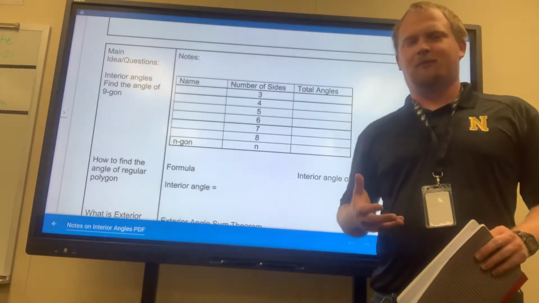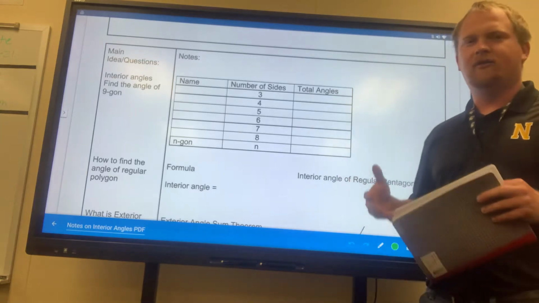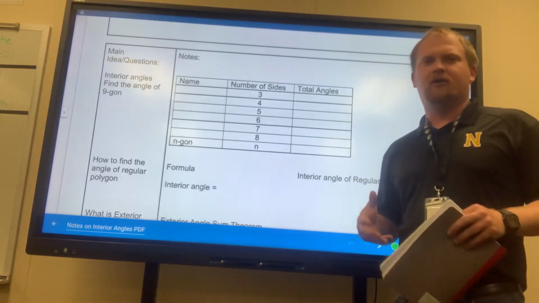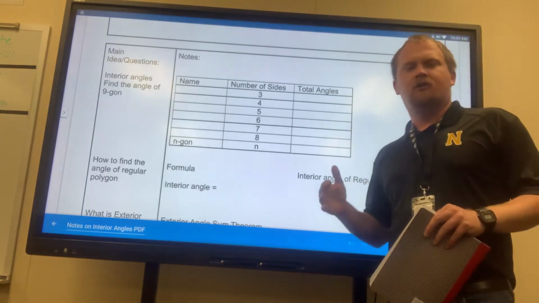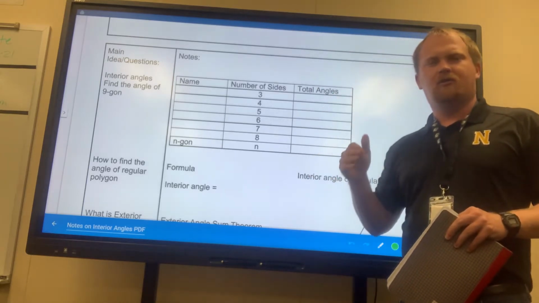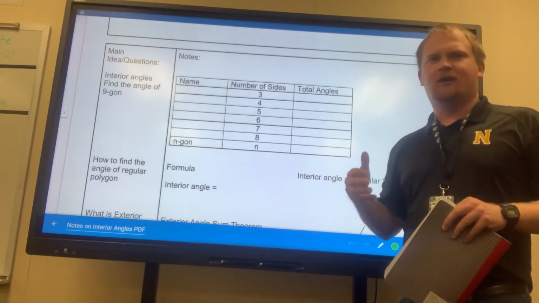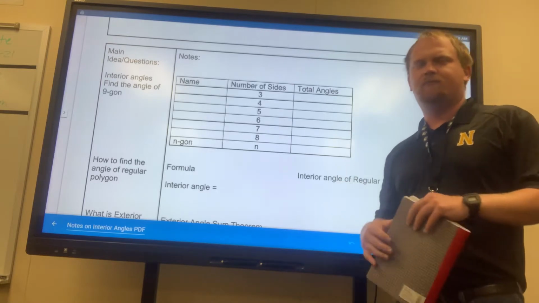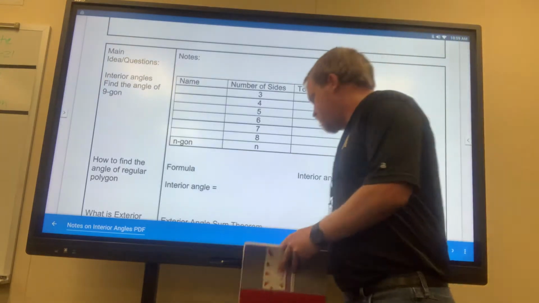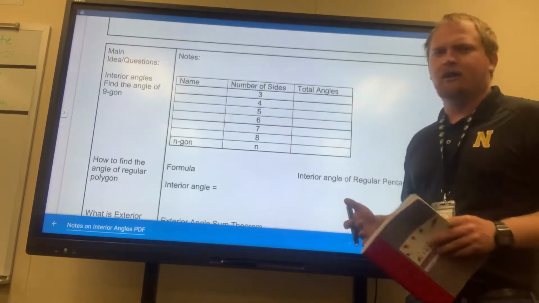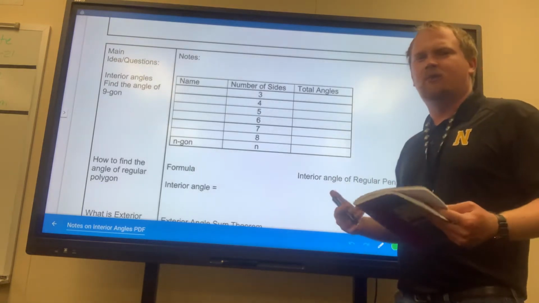First off, we need to talk about what a polygon is. Polygons are any closed figure with no curves. So they're all straight lines that go all the way around, touching each corner. Alright, now we want to talk about each polygon as far as what each of them are.